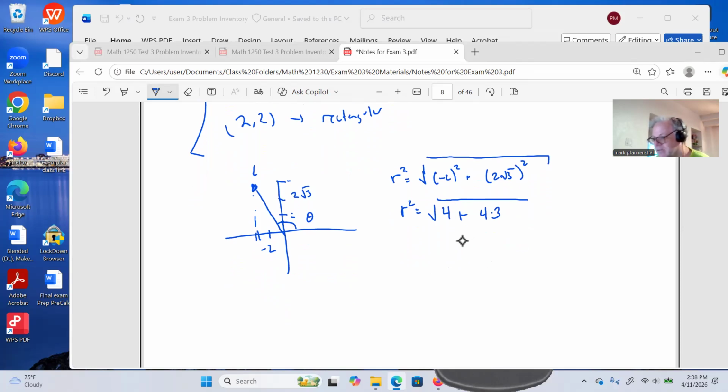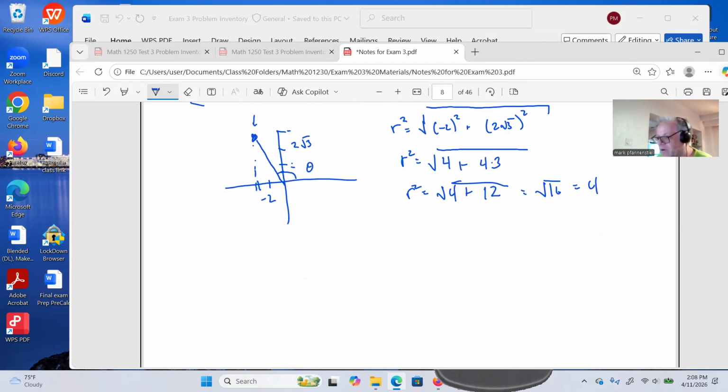Okay, again, a calculator is going to give you the same answer provided you plug it in correctly. So I have r squared is equal to 4 plus 4 times 3, which is 12. So we end up with the square root of 16, which is 4. Okay, so we have 4 there.